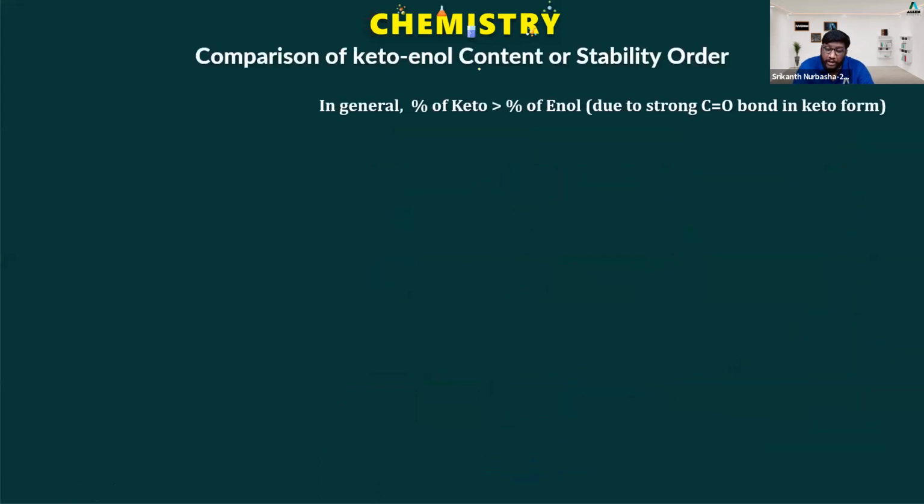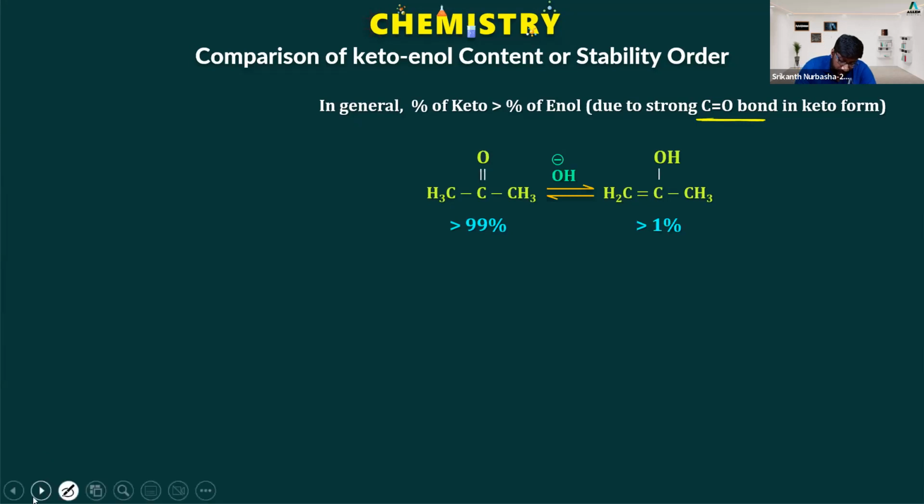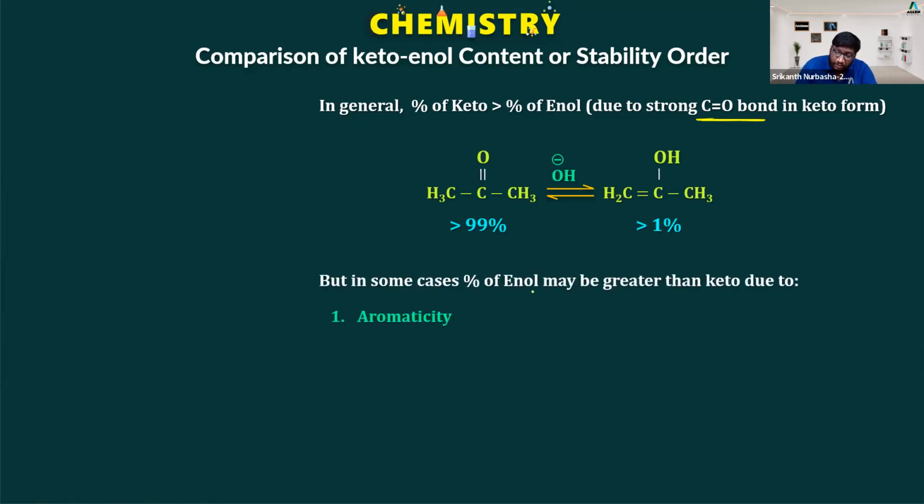And comparison of keto-enol content: we now have to compare keto form and enol form, and see which will have the higher percentage. In general, the percentage of keto is greater when compared to the percentage of enol, due to the strong C double bond O in the keto form. Why? Because of the stronger C double bond O. But there are some cases where the enol form is more stable than the keto form. What are those cases? In some cases, the percentage of enol may be greater than keto due to aromaticity, extended conjugation, extended resonance, and intramolecular hydrogen bonding.